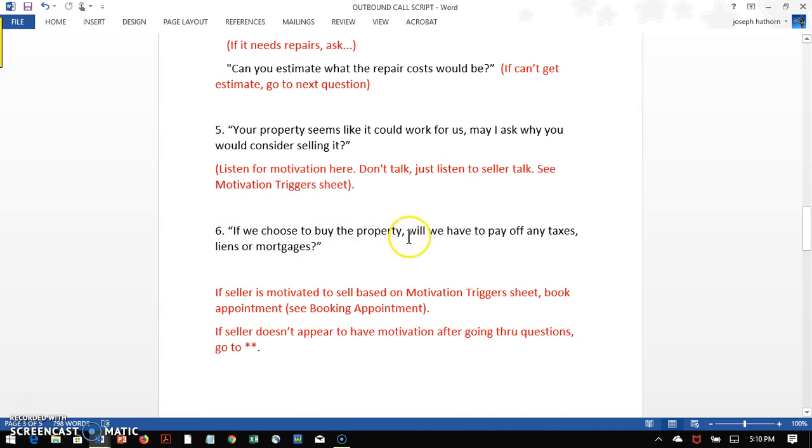Okay, next question. If we choose to buy the property, will we have to pay off any taxes, liens, or mortgages? Now, we rephrased this. In the last script we had, do you owe anything on the mortgage? That is a very, very direct way to ask this same question. So again, you don't want to be too direct with some of these questions. You want to pull back a little bit and let the seller feel comfortable in answering certain questions. So instead of saying, do you have a mortgage, or what do you owe on your mortgage, you say, if we choose to buy the property, will we have to pay off any taxes, liens, or mortgages? Okay, so that's very important there.